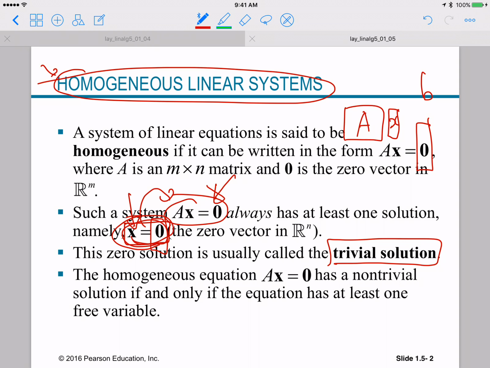As we discussed maybe about 5 to 10 minutes ago, what determines whether we have only one solution or infinitely many solutions? Free variable, right? So if we have a free variable, that's when we have more than one solution, or infinitely many solutions. But on the other hand, if we have no free variable, that's when we have only one solution, and that solution will be the exact zero vector.